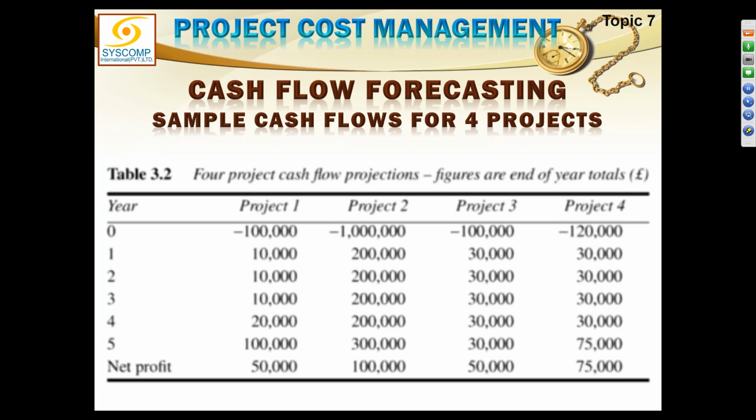Which one, sir? Project 1, the money, the benefits you are receiving in 5 years. What are the total benefits? Sir, net profit, 50,000. No, not the net profit. I mean net benefit.